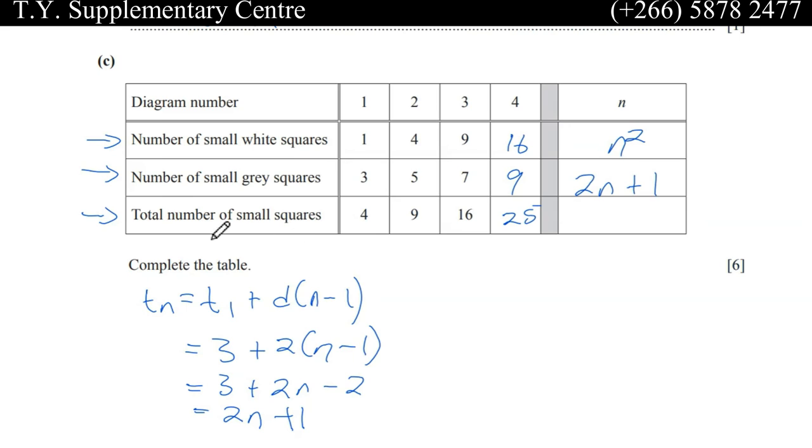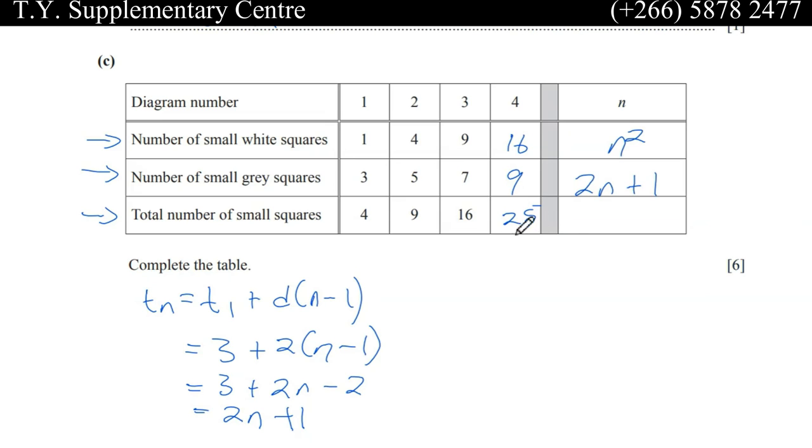Also know that the total number of small squares also form a sequence. That is a sequence of square numbers, but starting with 4, not starting with the first square number, which is 1. So it's starting with 4, then the next square number 9, the next square number 16, the following square number, that is 25.